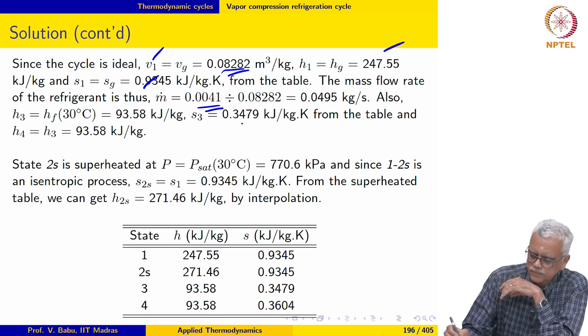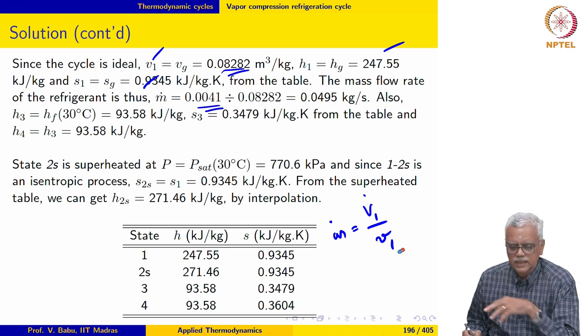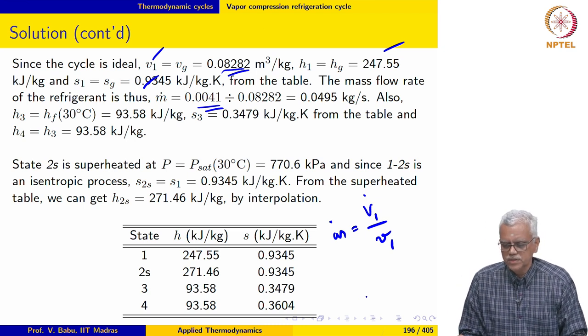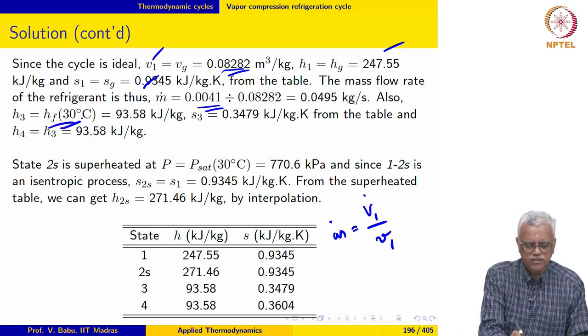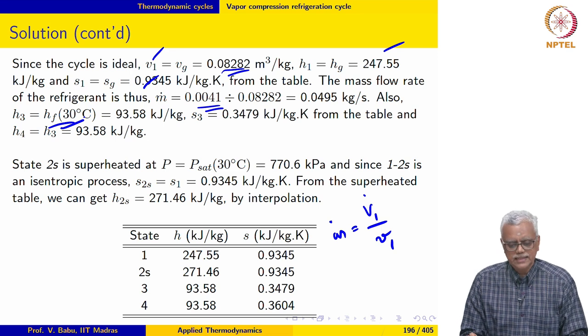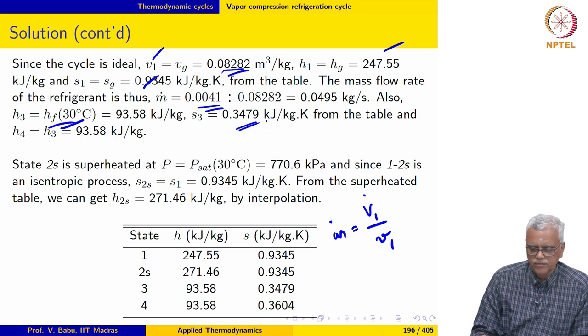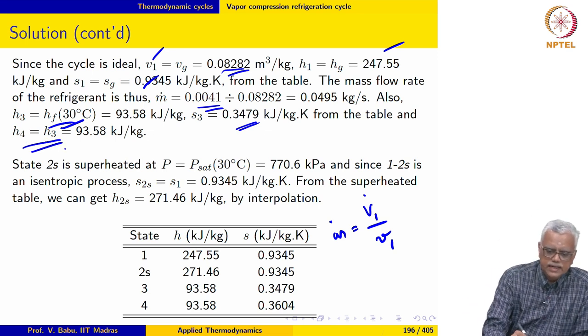Since volume flow rate is given, we may evaluate m dot equal to V1 dot over V1, and that is what we have done here. So, the mass flow rate comes out to be 0.0495 kg per second. H3 is equal to HF at 30 degrees Celsius because it is an ideal vapor compression cycle. S3 may also be retrieved from the table, and H4 equal to H3 because throttling is an isenthalpic process.